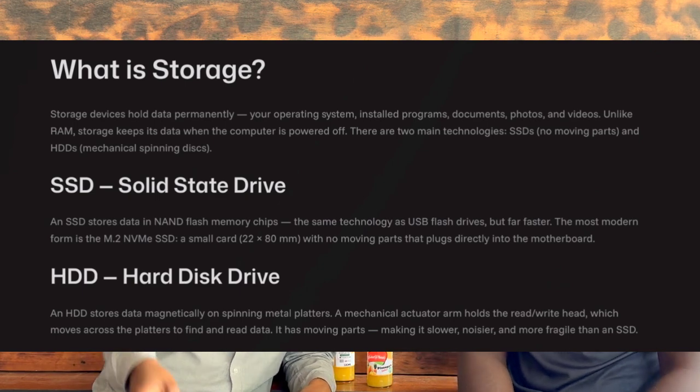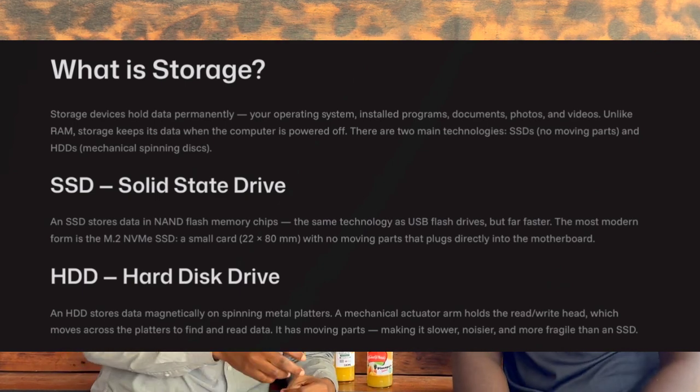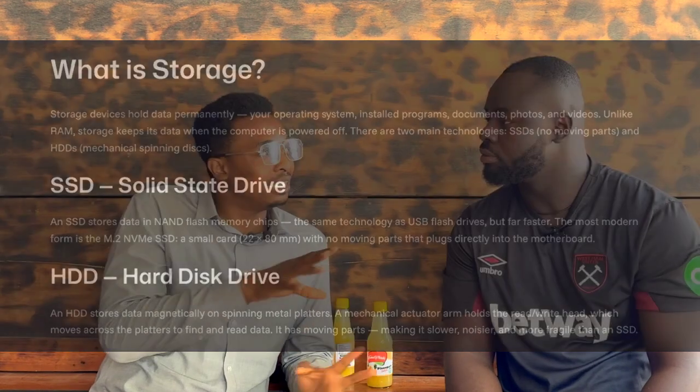So we have the SSDs and the HDDs. A lot of people prefer the SSDs to the HDDs because the SSDs are faster and the HDDs are a little bit slower.